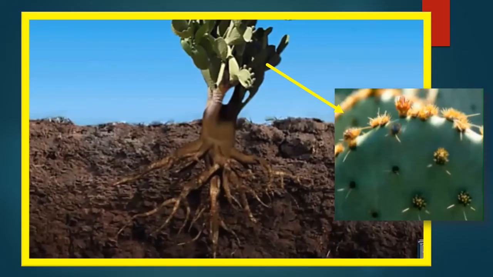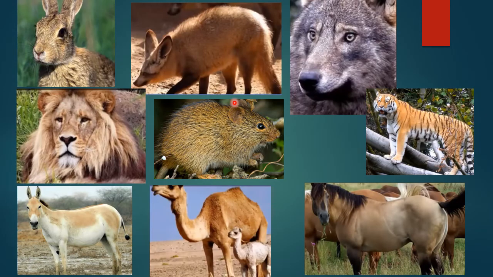Now the plants that are found in this region have long roots penetrating deep into the soil to get moisture, and you see the stem is succulent. Why is it so? To conserve water. And the leaves are mostly thick, small and thorny to minimize evaporation. Now the common animals that are found in this forest are rats, mice, rabbits, fox, wolf, tiger, lion, wild ass, horses and camels.